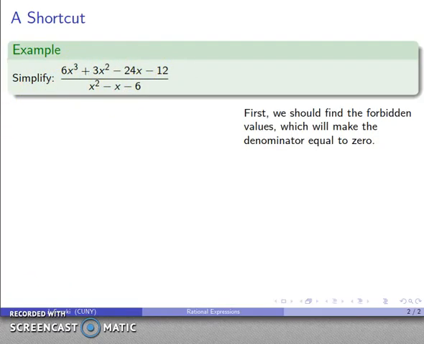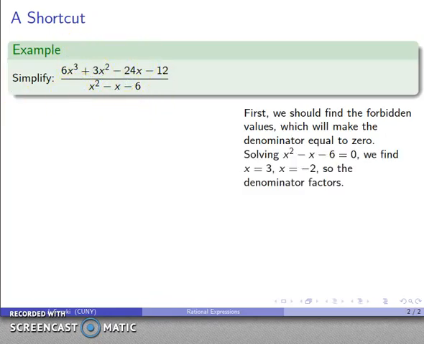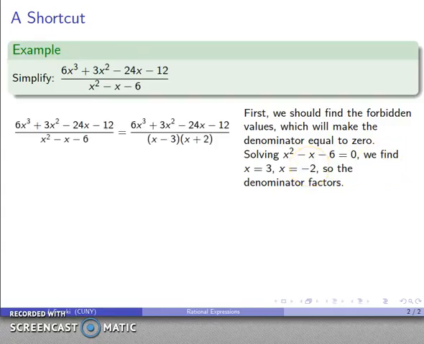And so, first of all, the one thing you should absolutely always do is find the forbidden values that will make the denominator equal to zero. And again, the reason that you're doing this is if the denominator is ever equal to zero, this expression is meaningless. So we'll go ahead and solve for those, and that's a nice quadratic equation, and we find x equals 3, x equals negative 2 are the roots that will make the denominator equal to zero. So I can factor the denominator into x minus 3 times x minus negative 2, x plus 2. So our denominator factors nicely.